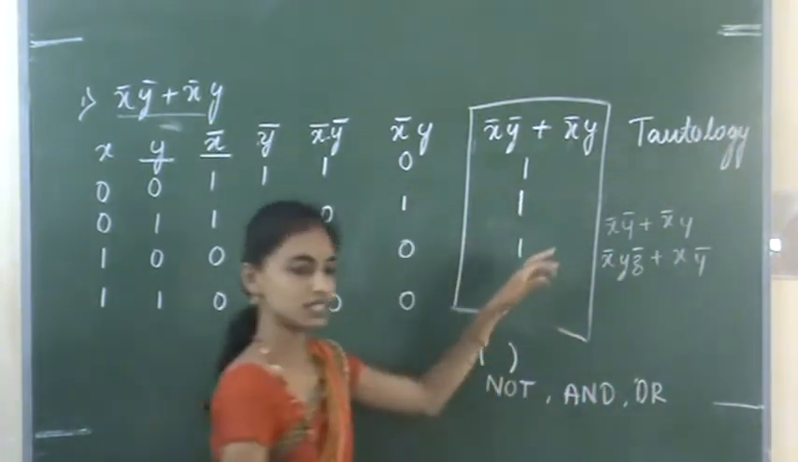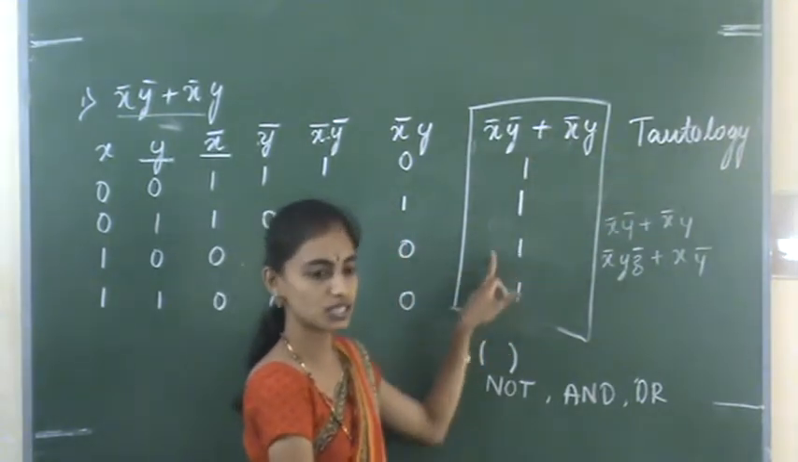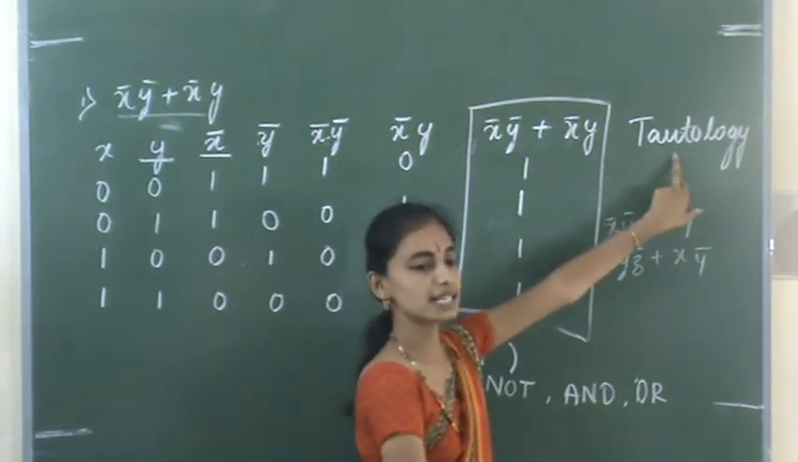What is meant by tautology: if the result of any logical statement or logical expression is always 1, then we call it a tautology.